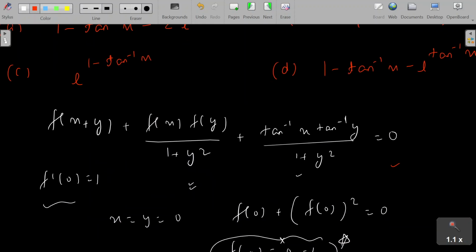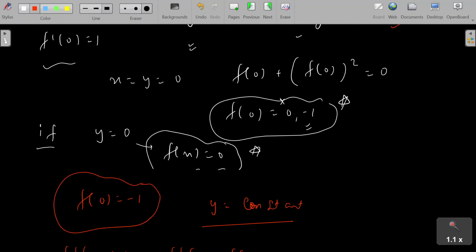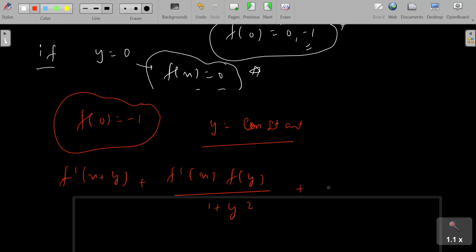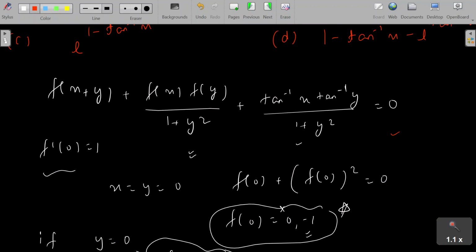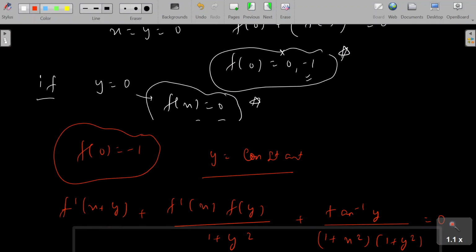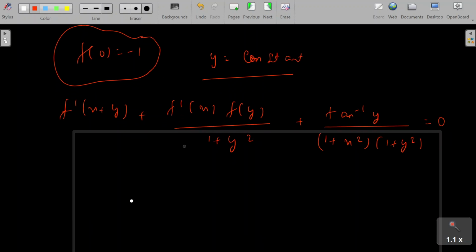f dash(x+y) plus f(x)f(y), और ये हो जाएगा प्लस tan inverse. तो ये हो जाएगा tan inverse y over 1 plus x square, 1 plus y square, equal to 0. ठीक है. This equation fine.